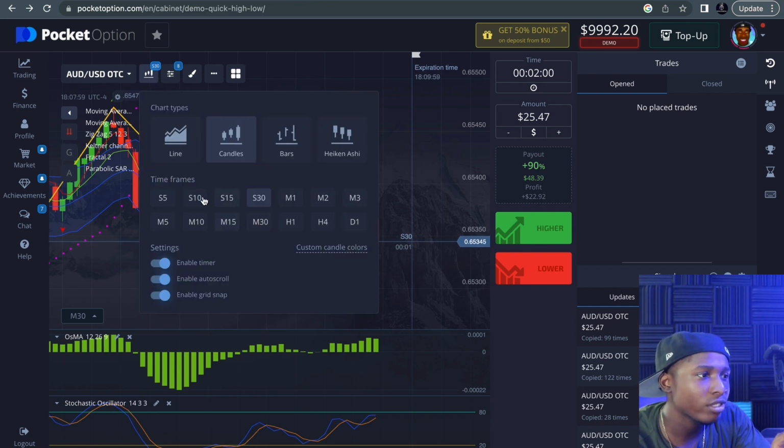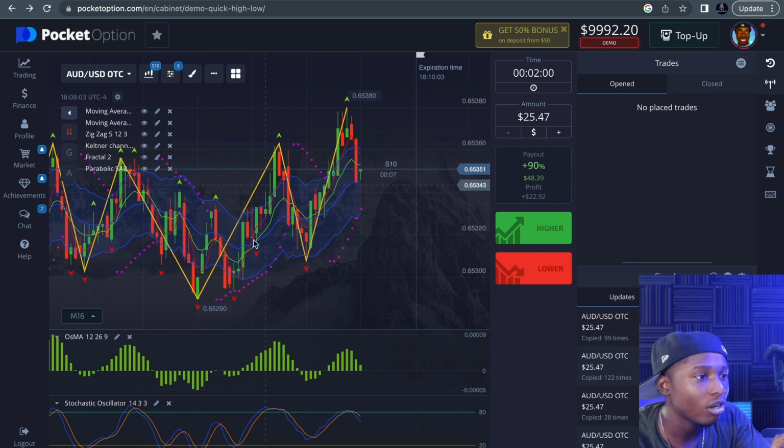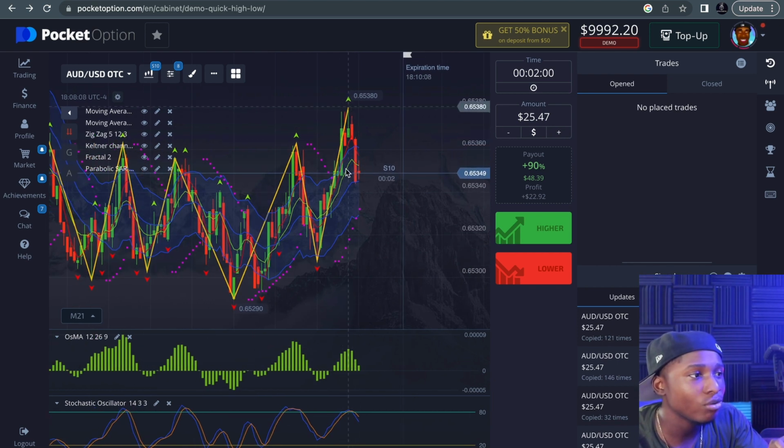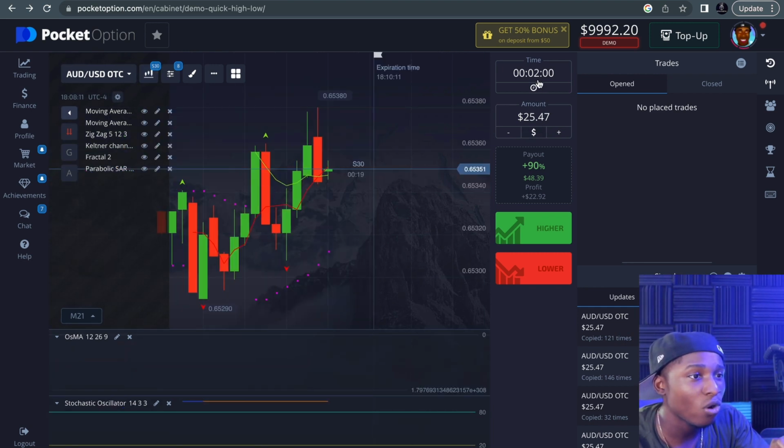So let's just go to the lower time frame. We're gonna go to the 10-second chart, and now you can see a small W on these 10-second candles, guys. You can see a small W, and on the small W we're coming back down. So back to the 30-second chart for this 2 minutes.